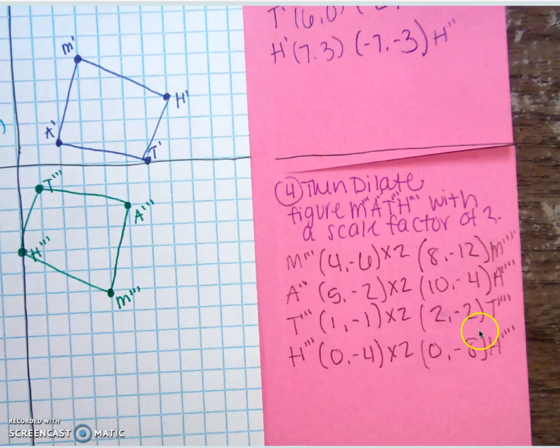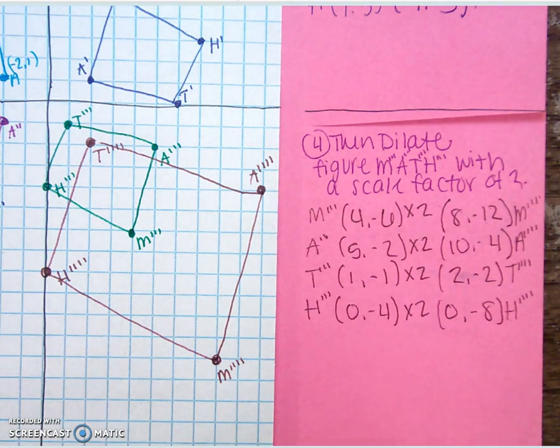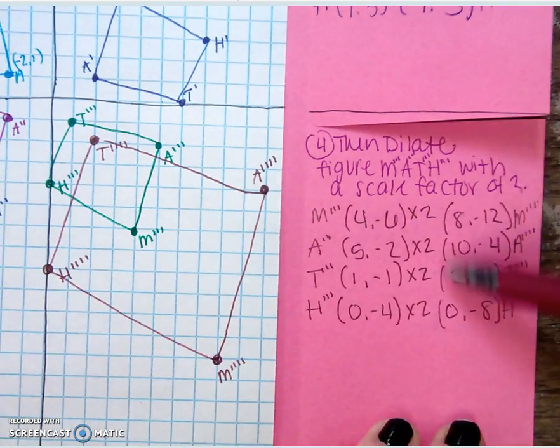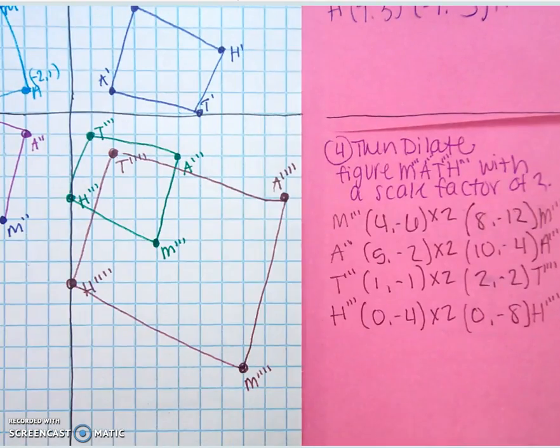I'm going to pause it and then graph them. Double check to make sure that you've graphed this last one correctly. And these points are the final answer. That's the final transformation. We've done all 4 different types of transformations now.